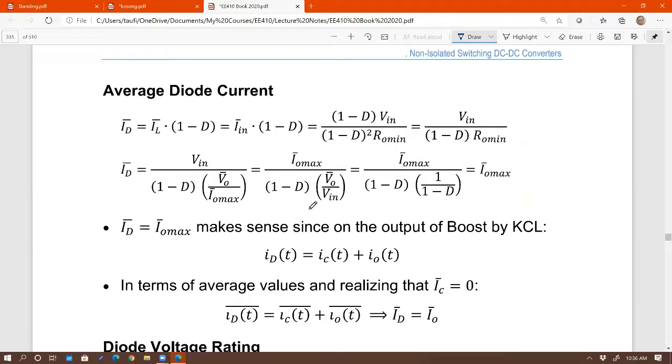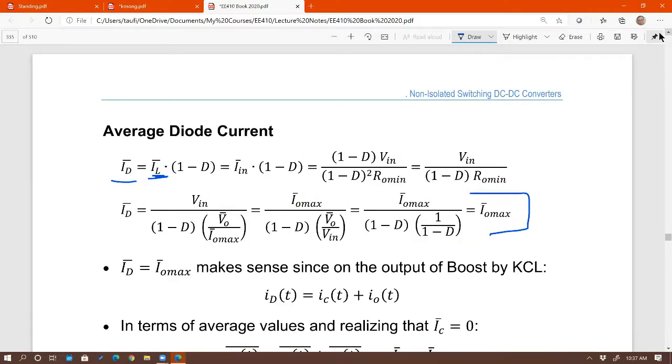Same thing with I diode. I'm not going to go through this in detail, but you can see we know the general equation is I_L average times 1 minus D. But when I derive those, look at the end. Does that make sense to you that I_D average is equal to I_out average? The average current through the diode is equal to the average current through the output. Yes, that makes sense.